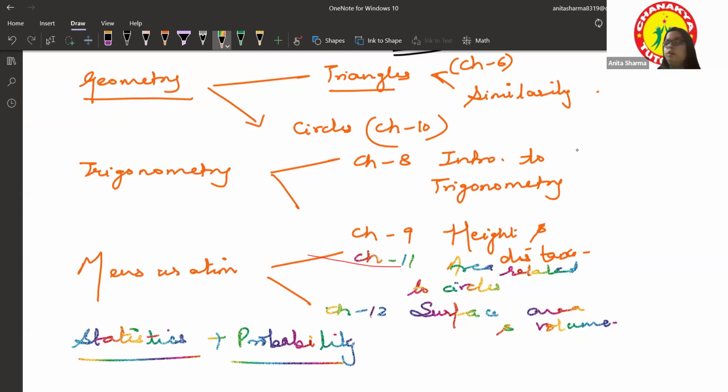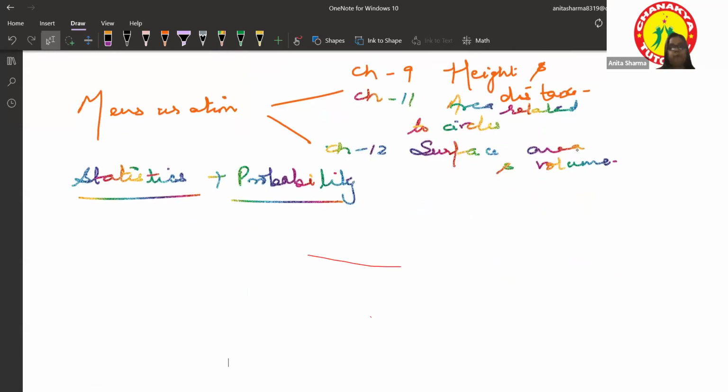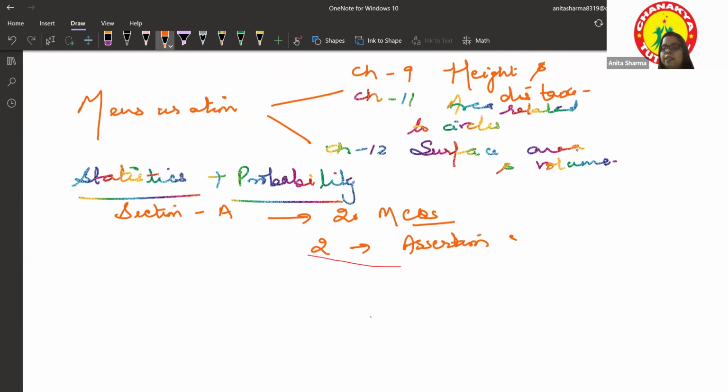So have you understood about the syllabus, children? So this is the syllabus and this is the pattern. Section A contains 20 questions of MCQ, in which 2 questions are of assertion and reasoning.